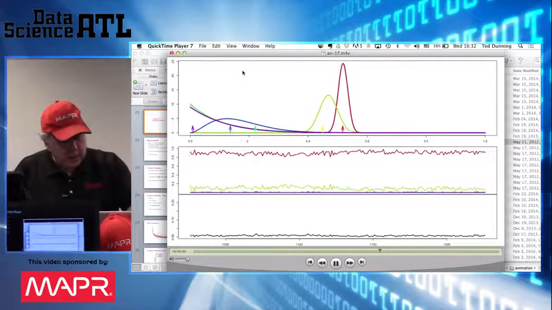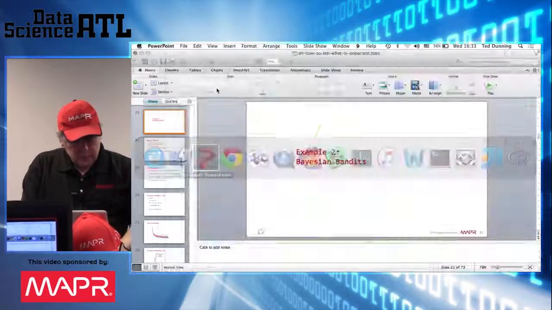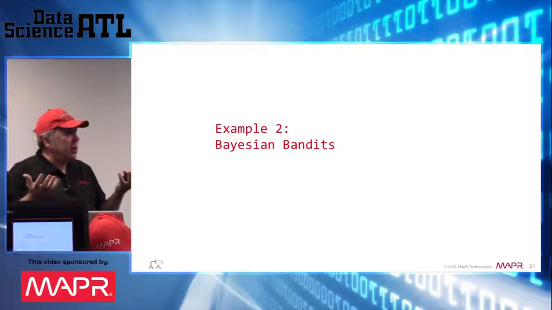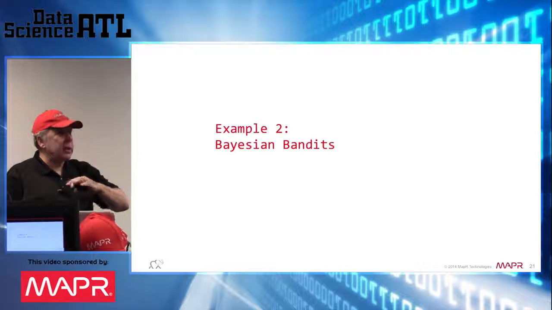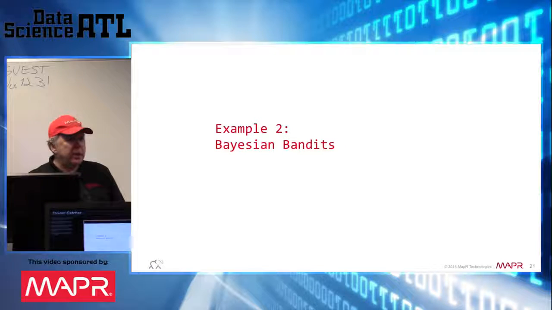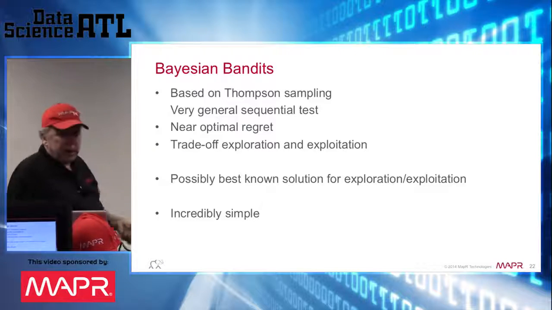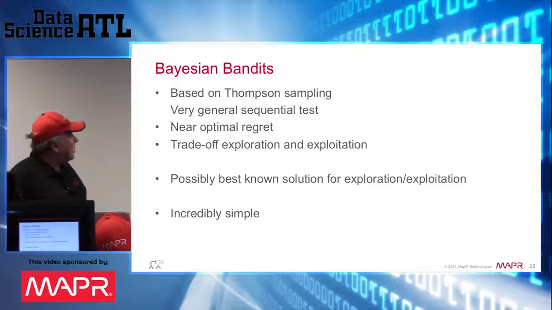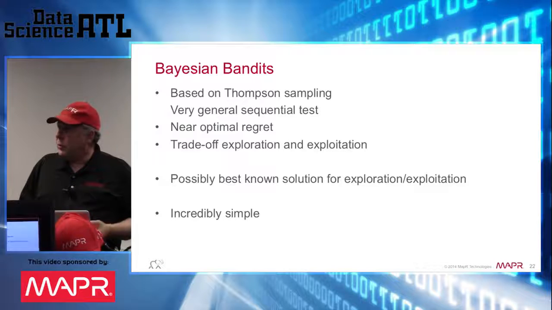So this is the system that I'm going to talk about. This is called a Bayesian bandit or Thompson sampling. So let's continue here. You see how it's trading off exploration? As it begins to know things, it quits exploring on the loser options and continues to exploit the possible winners. This is based on a general algorithm called Thompson sampling. You can look it up. It's actually really simple. It's very near the optimal regret. It trades things off, and it's the currently best known algorithm for this problem.